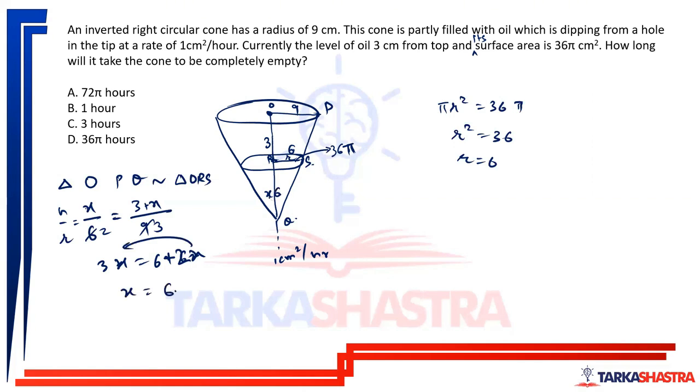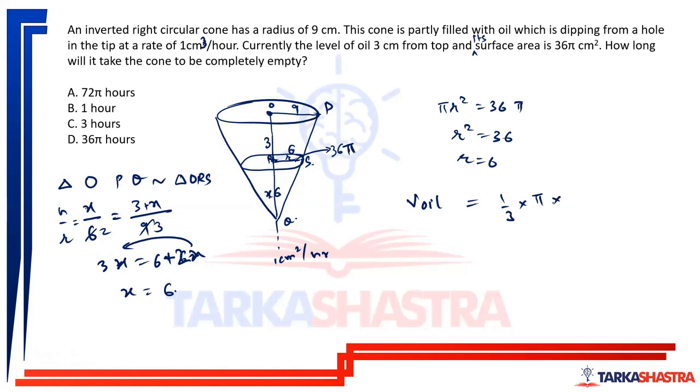Now it is dripping at the rate of 1 centimeter cube per hour. How much time will it take to empty? So first we'll have to find out the overall volume. Then 1 centimeter cube per hour, that is the rate at which it is dripping. So the overall volume of the oil part will be 1 by 3 pi, that is 22 by 7. No, we want the answer in terms of pi only. The options are in terms of pi only.